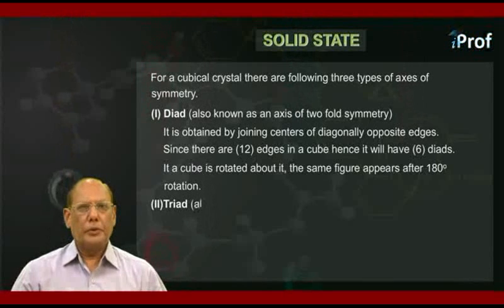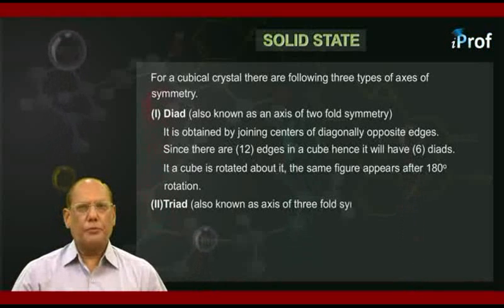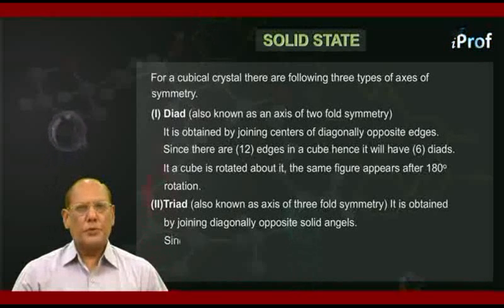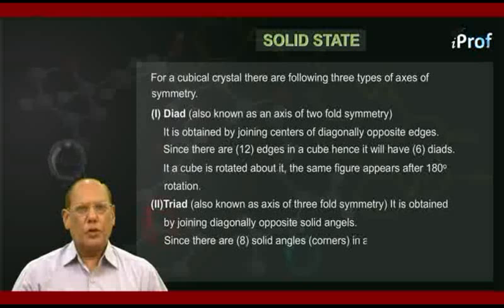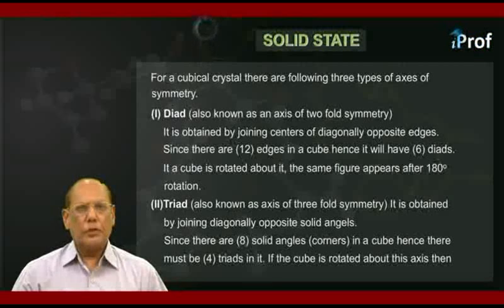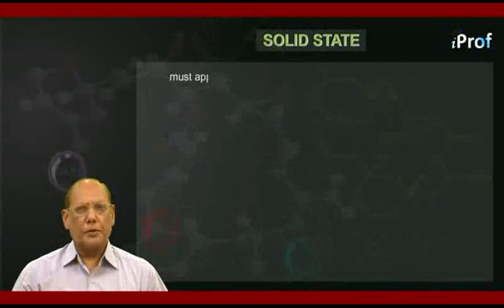Second, triad, also known as axis of three-fold symmetry. It is obtained by joining diagonally opposite solid angles. Since there are 8 solid angles at the corners in a cube, there must be 4 triads in it. If the cube is rotated about this axis, then the same figure must appear after a rotation of 120 degrees.